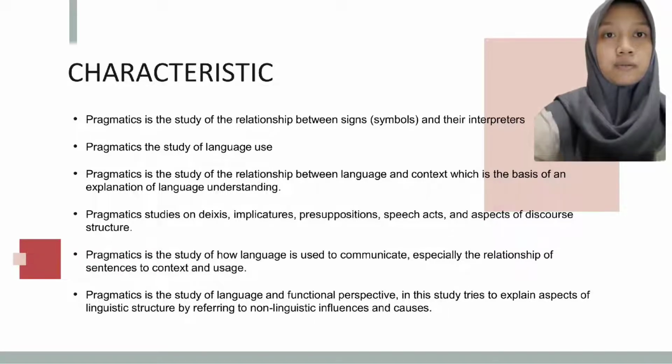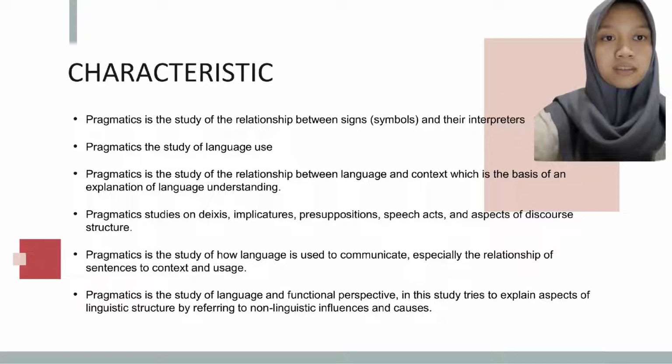Characteristics. 1. Pragmatics is the study of relationship between sayings, symbols, and their interpreter. 2. Pragmatics is the study of language use. 3. Pragmatics is the study of the relationship between language and context, which is the basis of an explanation of language understanding. 4. Pragmatics studies deixis, implicature, presupposition, speech act, and aspects of discourse structure.